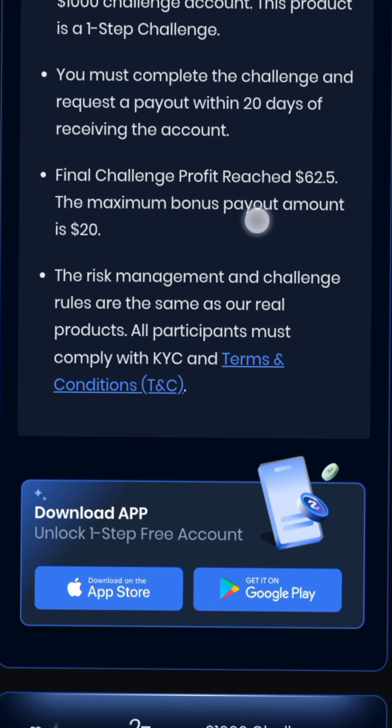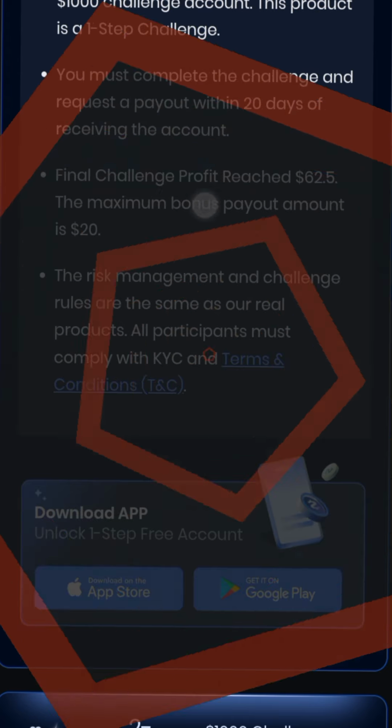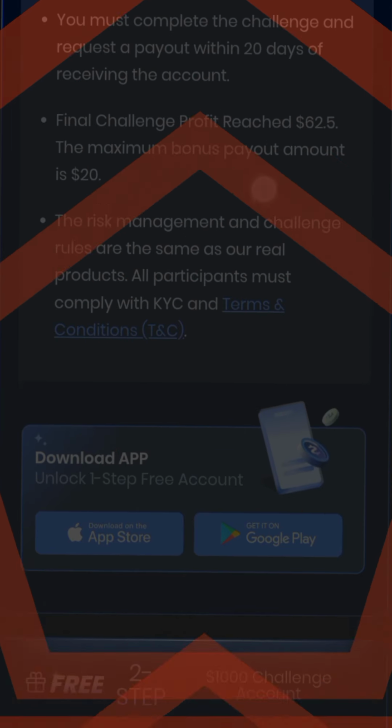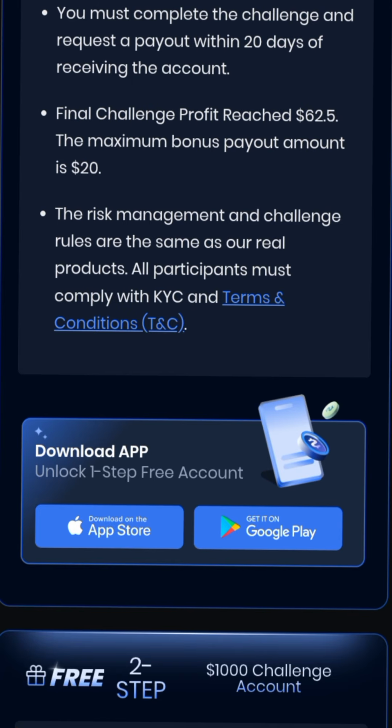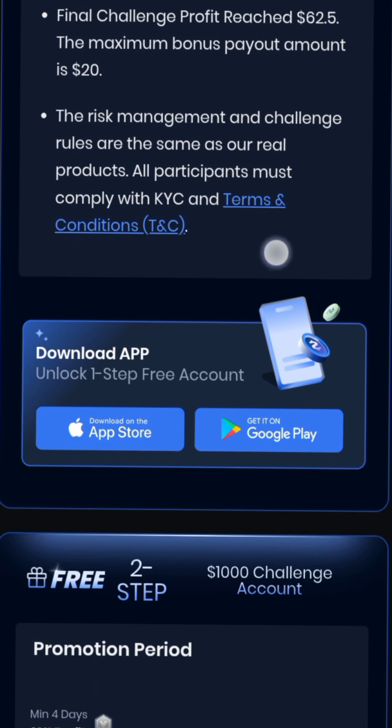All these ones are bonuses, so if you meet up with the 10% of the account, you're going to be getting all these bonuses also. So yeah, they are saying the risk management and challenge rules are the same as our real product. All participants must comply with the KYC and terms and conditions. So make sure you complete your KYC and the rest before you can claim the account.